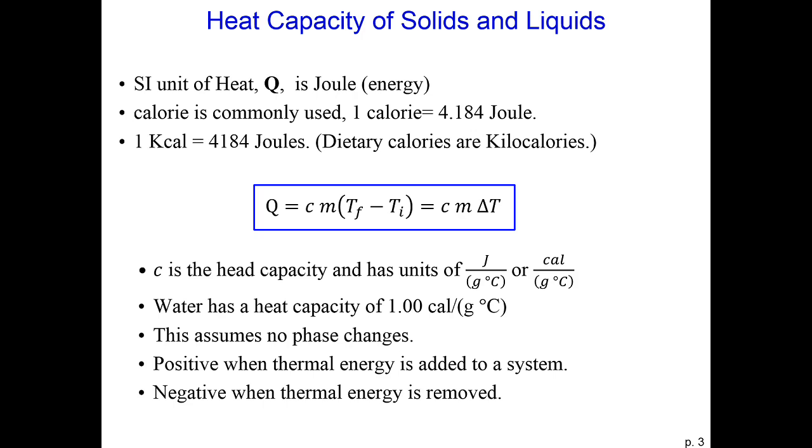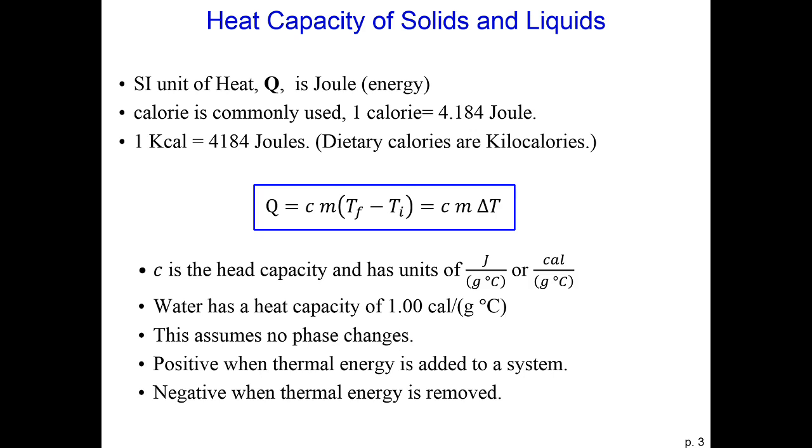So joule is the standard SI unit of heat, but calories are a very popular unit, with 1 calorie being equal to 4.184 joules, and 1 kilocalorie being equal to 4,184 joules. Notice the unit for dietary calorie is the kilocalorie, which is the 4,184 joules. The heat capacity of an object is the proportionality constant between the amount of heat and the change in temperature that this amount of heat produces.